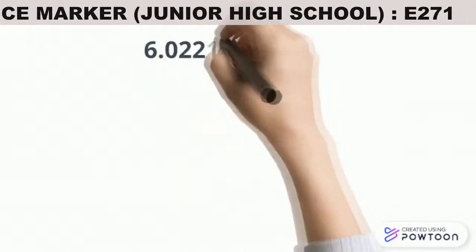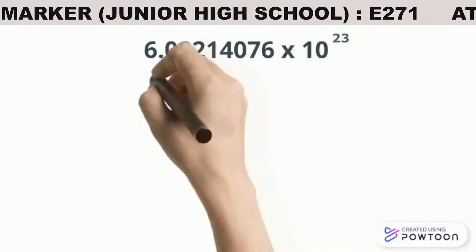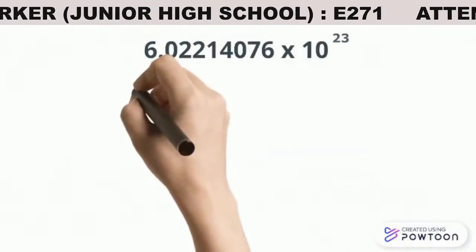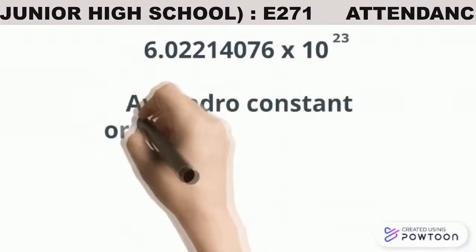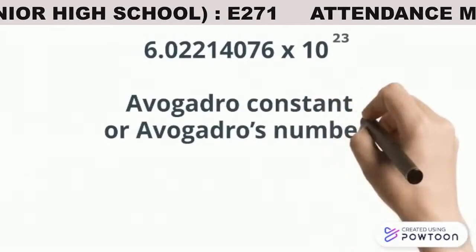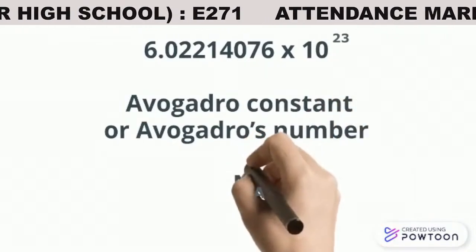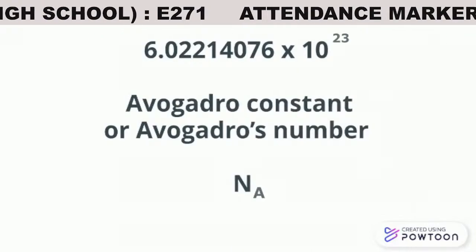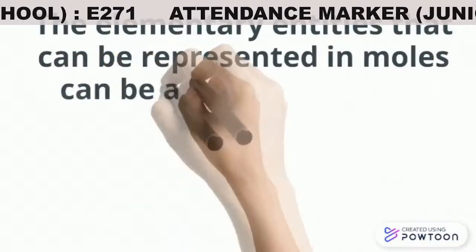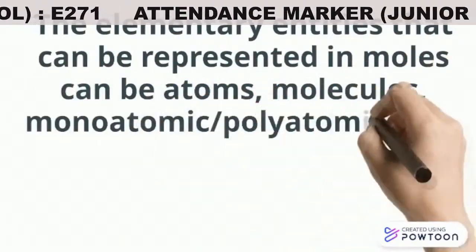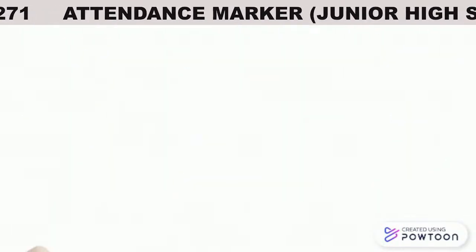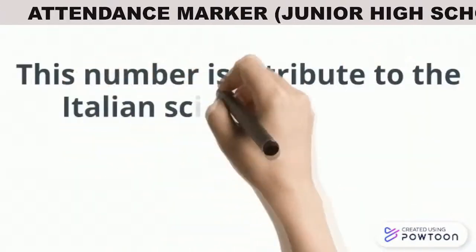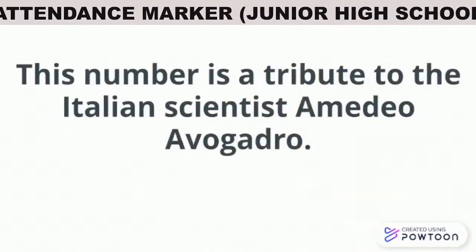The number 6.02214076 times 10 to the power of 23 is popularly known as the Avogadro's constant, or Avogadro's number, and is often denoted by the symbol Na, or N subscript A. The elementary entities that can be represented in moles can be atoms, molecules, monoatomic or polyatomic ions, and other particles such as electrons. This number is a tribute to the Italian scientist Amedeo Avogadro.